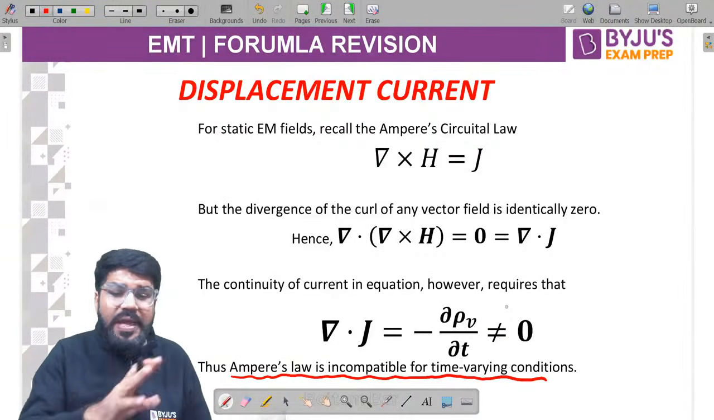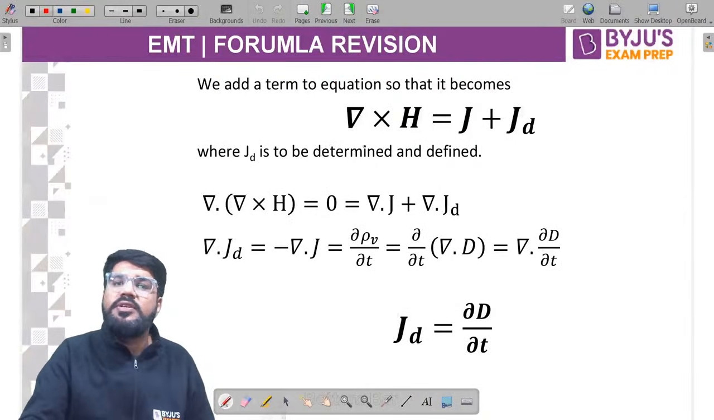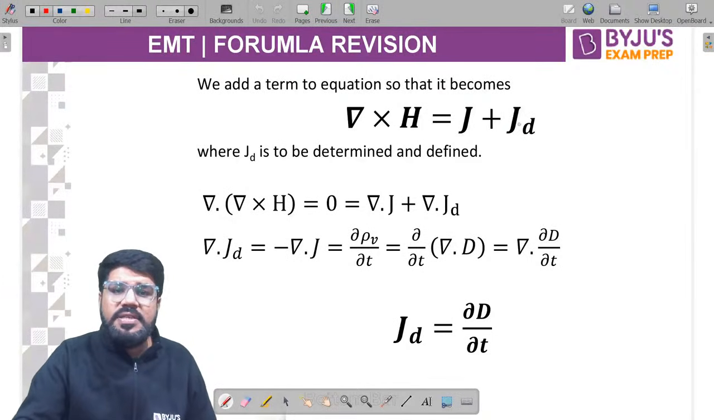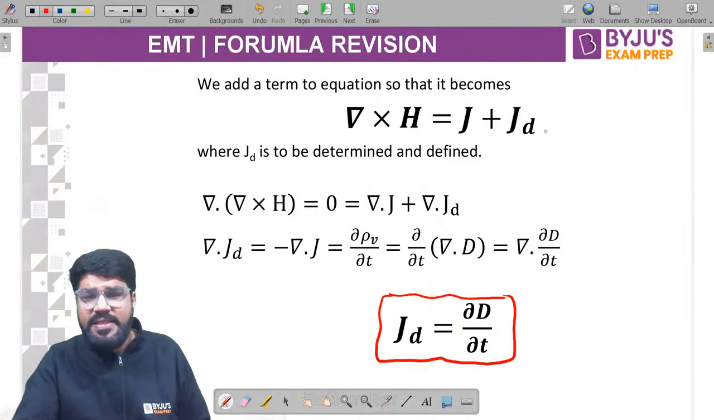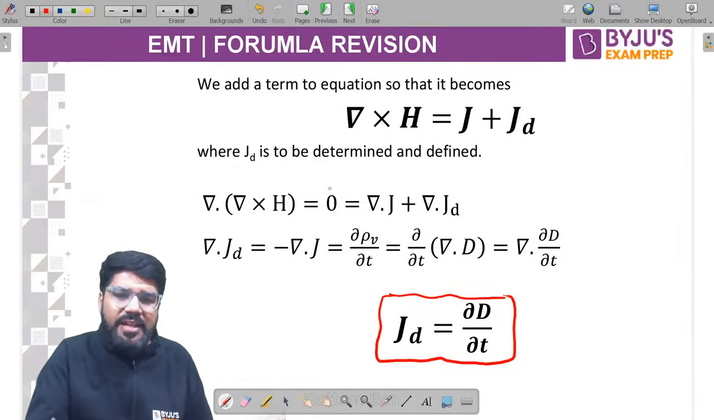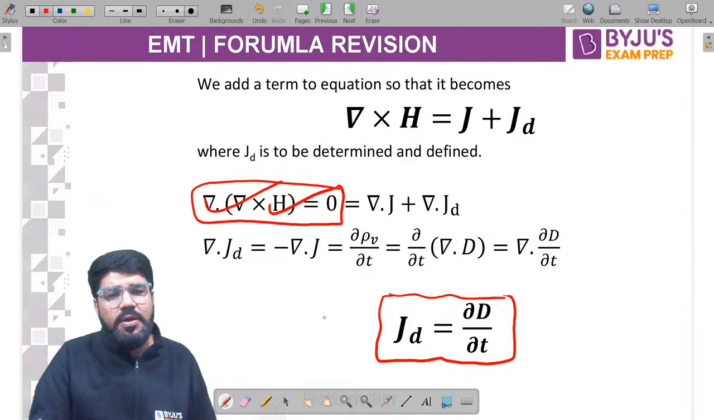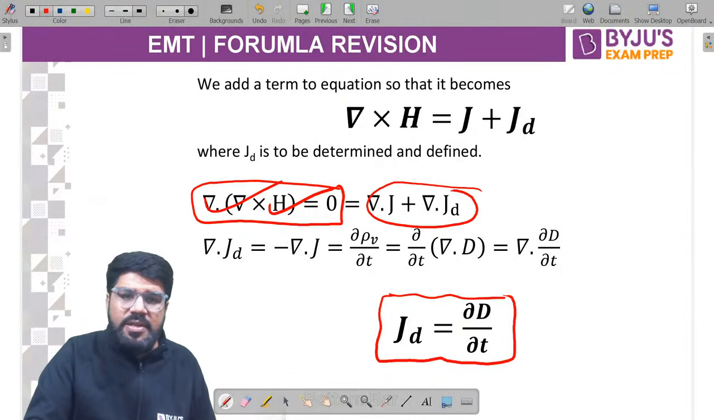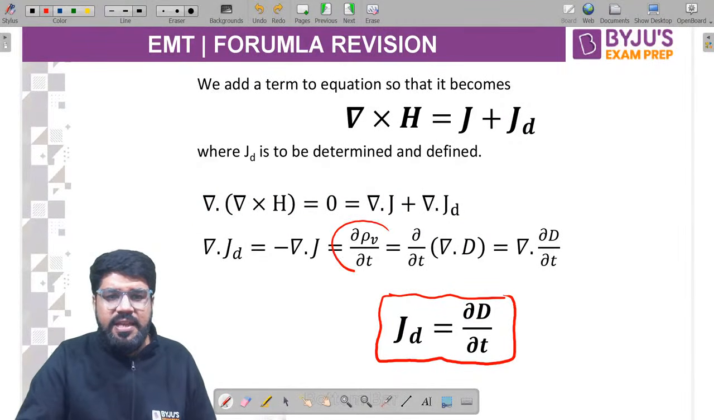Ampere's law was found to be incompatible for the time varying situation, and that is why a correction term was added to it, and that was named the displacement current density. Del cross H is J plus JD, and after solving, del dot del cross H, this is the very basic vector identity, is always 0. So del dot J plus del dot JD is 0. So del dot JD is equal to minus del dot J. Placing the continuity equation, del dot J is minus del rho V by del T.